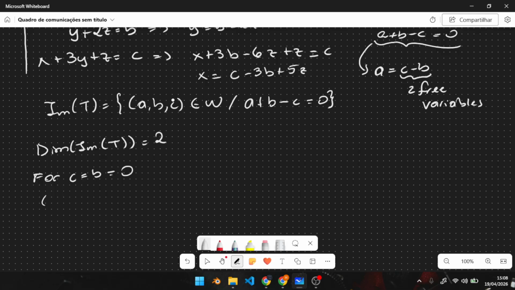A is going to be 0 minus 0. That's going to be 0. C is 0, and B is 0. Now that's the null vector. So that means that the null vector is part of the image, of course, because it needs to be the answer for the transformation of any vector in the null space. That makes complete sense.